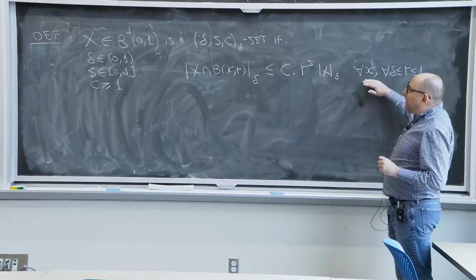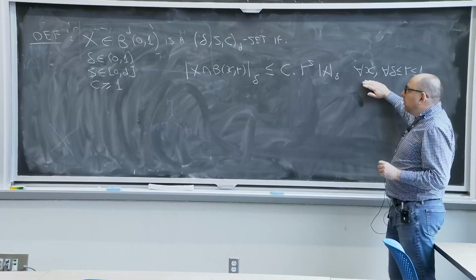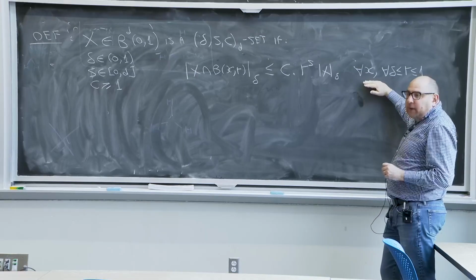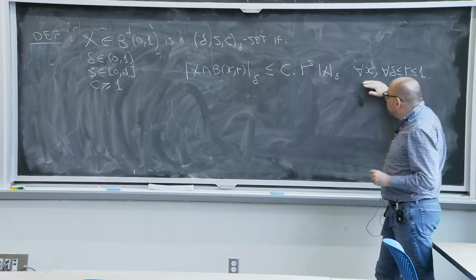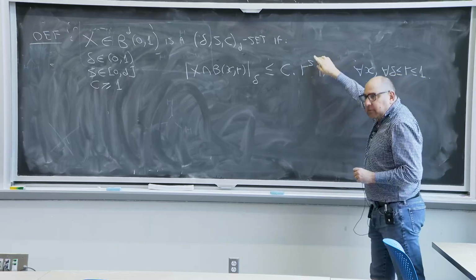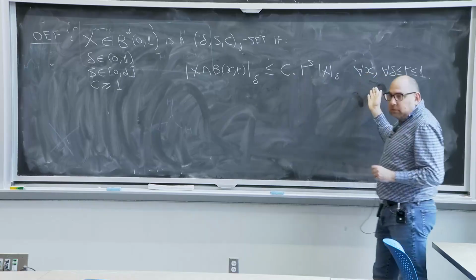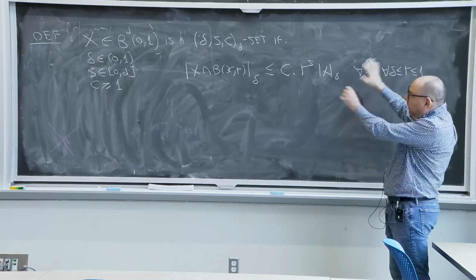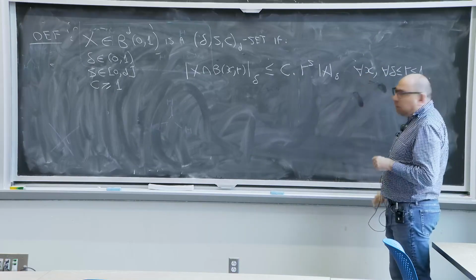OK, so I hope you agree that in the statement of Bourgain's projection theorem, this is the condition we have on X and on D. On X, we had a t, and on D, we had an s. But this is the condition that we had. And so we can bring them both under the same umbrella using the delta covering number.